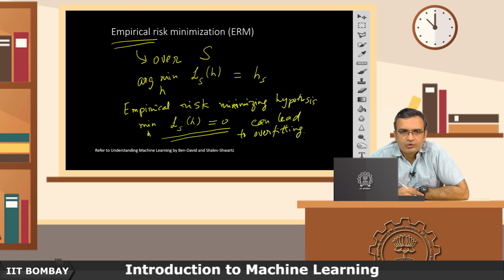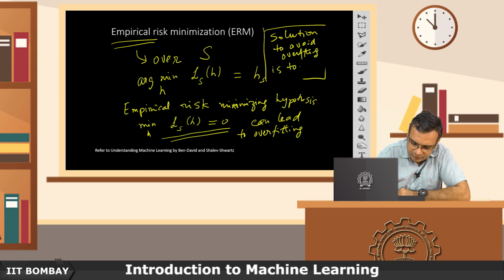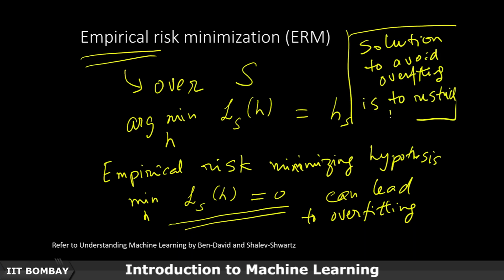So what is a solution to avoid overfitting? The solution is to restrict h to some class capital H. So we don't want to use any classifier, we want to use a classifier from a limited set, from a limited class of classifiers, so that we don't overfit, and we will look at why limiting the set of classifiers leads to better performance.